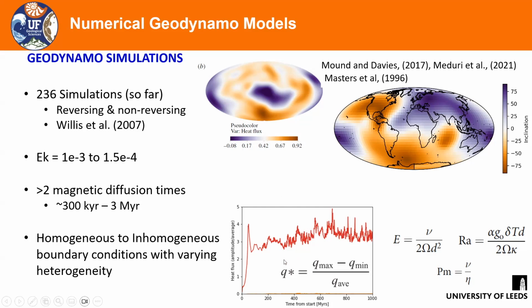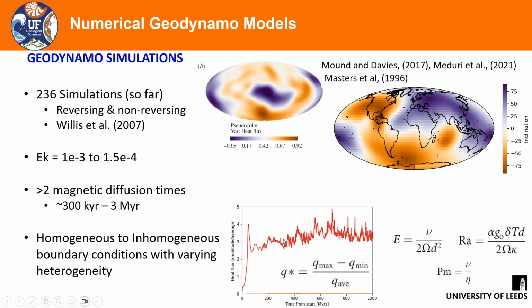And for that, I'm going to reference something a lot in the upcoming slides. We have the parameter Q star that defines this heterogeneity for us. It's not very complicated. It's just the maximum heat flux minus the minimum heat flux over the average. So what that means is the larger the difference between the amplitudes of heat flux anomalies, the higher the value of Q star we will get. So a Q star value of 0 would be a homogeneous boundary condition. The heterogeneity increases with Q star.